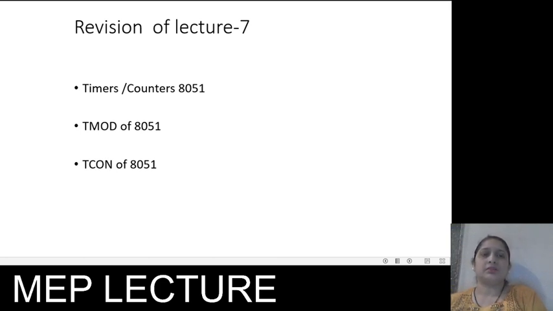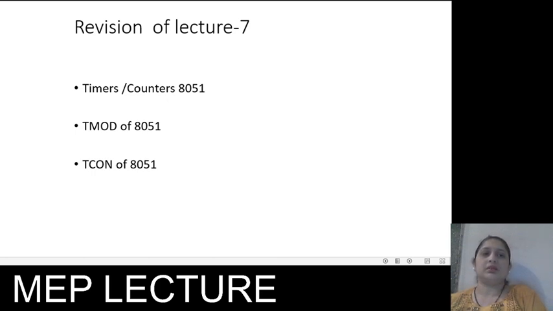Then we learned the internal structure of the TMOD register of 8051. What is the size of the TMOD register? It is an 8-bit register. What is the use of this register? To decide the modes for the timers. There are different modes supported by the timers of 8051.